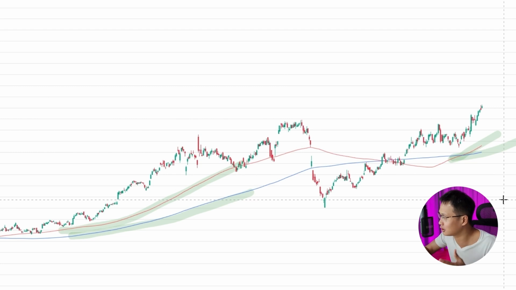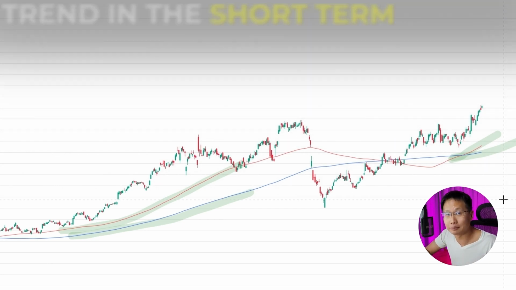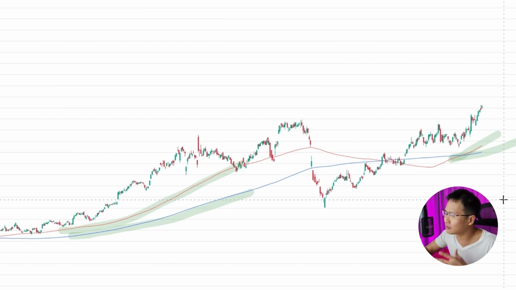So now that we understand a little bit about market structure and the longer term trend of a particular stock, we're going to move on to the next part. Step 2 would be the trend in the short term. When we look at trend, people tend to mix it up. People look at the trend as if it's the entire thing. But we have what we call the longer term trend, which I covered in step 1, the market structure. And we also have this thing called the short term trend.